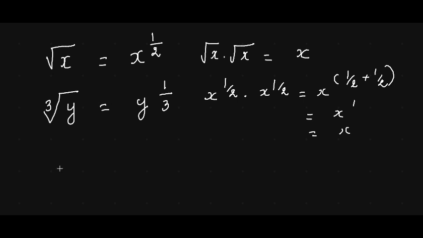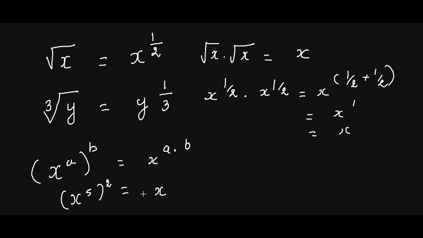Now, one more thing you've got to know is that if you have x to the power of a, the whole to the power of b, that is equal to x to the power of a multiplied by b. So if you have x to the power of 5, the whole to the power of 2, that is not 5 plus 2, not 7, but 5 multiplied by 2, which is x to the power of 10. Remember that too.